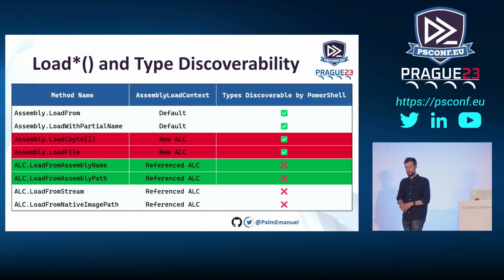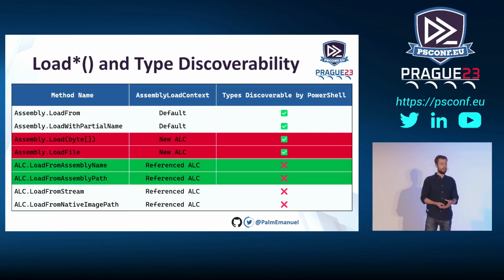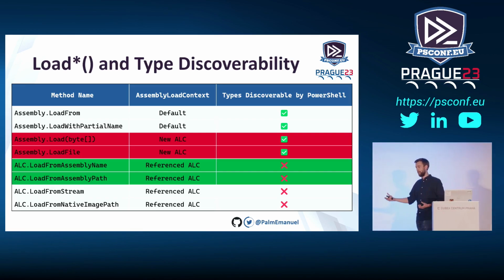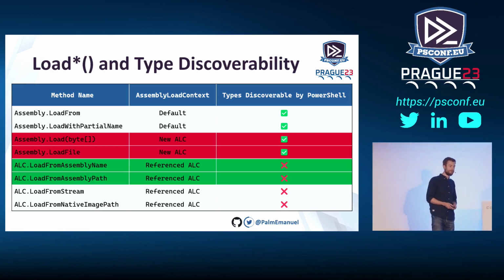But sometimes it puts them into a new ALC, which is good. And sometimes it puts them into the default ALC, which is, in this case, not good. But they are always discoverable by PowerShell. So if we have types in there and we load types in another ALC, those types will not be considered the same by .NET, because types are considered the same only if they come from the same assembly load context.